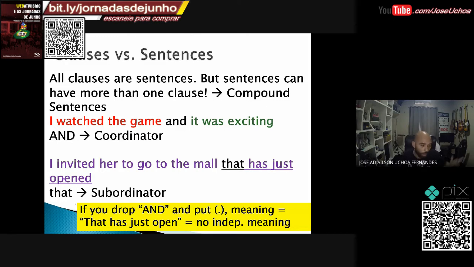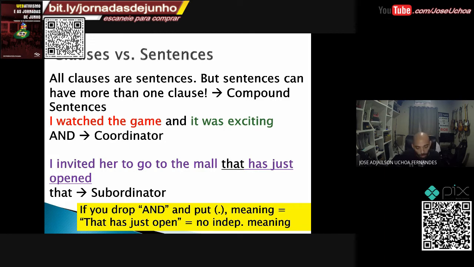Mas onde está o the mall? Ah, está na primeira oração, né? I invited her to go to the mall. Ok? O the mall, que é o objeto indireto dessa primeira oração, que é a direção para onde nós fomos, para onde eu a convidei, ele também funciona como sujeito dessa oração aqui, subordinada, que é iniciada pela conjunção that. A referência do que acabou de abrir está dada não na oração em si, mas numa oração anterior, da qual essa segunda oração depende. Está subordinada a, ok?